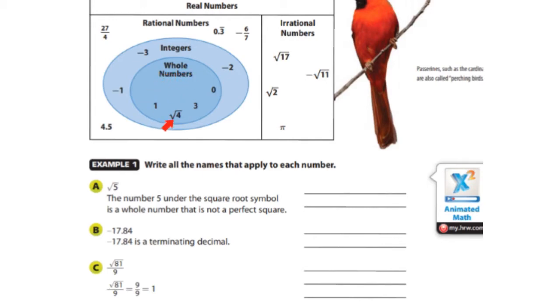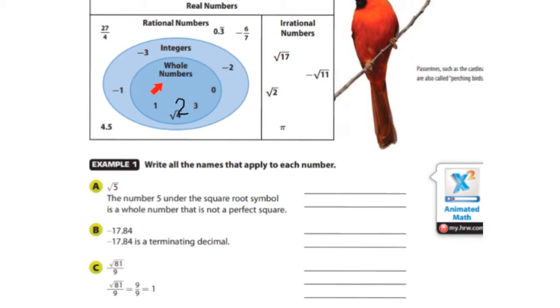There's also the square root of 4. What is the square root of 4? That's right, the square root of 4 is actually 2. So this is really the number 2, not the square root of 4. You have to simplify this to see the real number they're talking about. So whole numbers are a subset of integers. So integers consist of all these numbers plus the negatives.